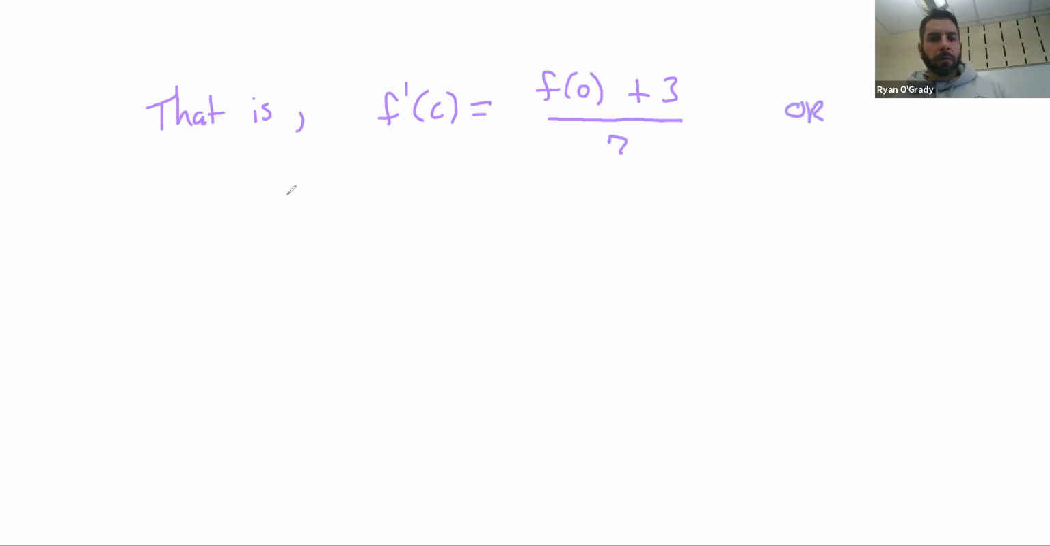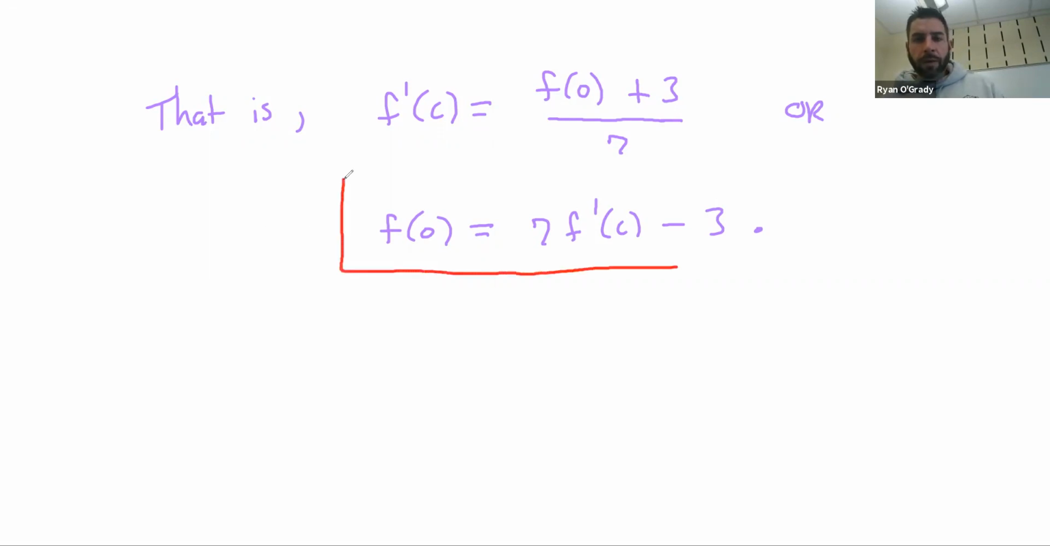Or what we can write is, I'm going to rewrite this doing some algebra. f of 0 equals 7 times f prime of C minus 3. So you might say, why did you write it like this? Well, what is the number I'm trying to investigate? I'm trying to investigate f of 0, so I'm going to isolate it.